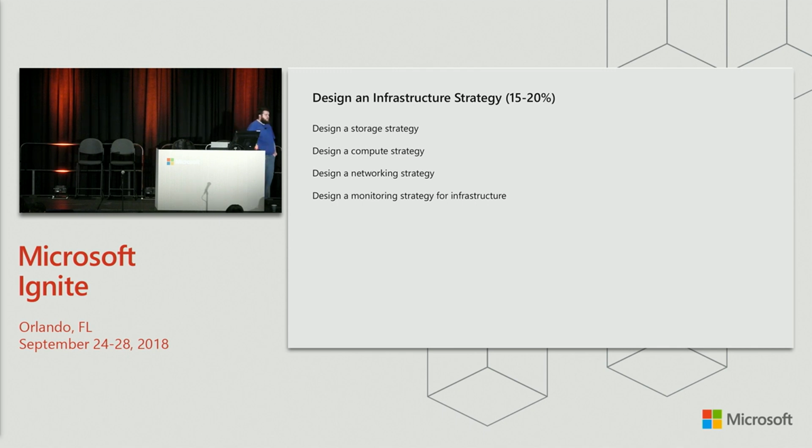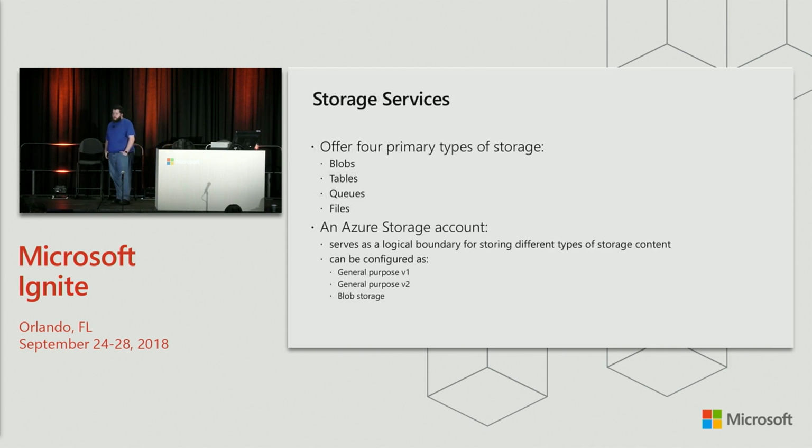The next thing to look at is an infrastructure strategy for the infrastructure behind whatever app or resource you're deploying. This could be storage, compute, networking, and then the monitoring aspects for those resources once we have them deployed. From a storage perspective, there are 4 primary types of storage: blob, tables, queues, and files. To use any of those, of course, you have to have a storage account.